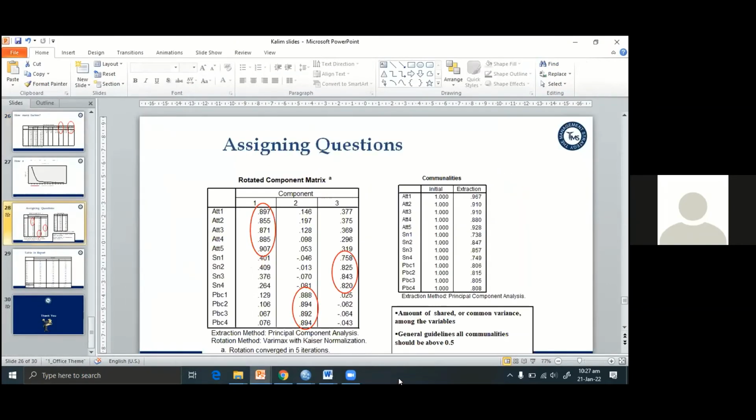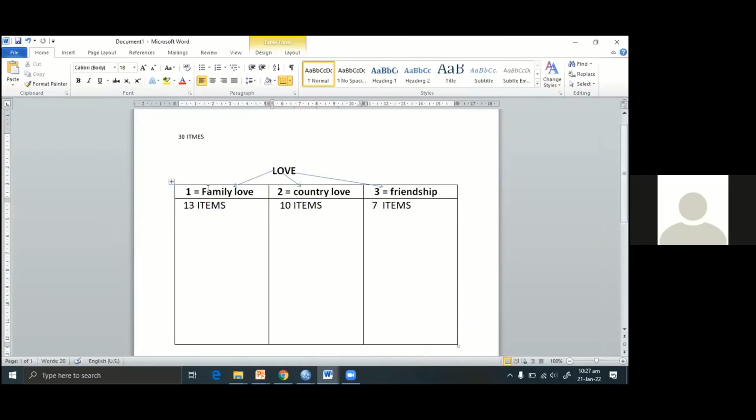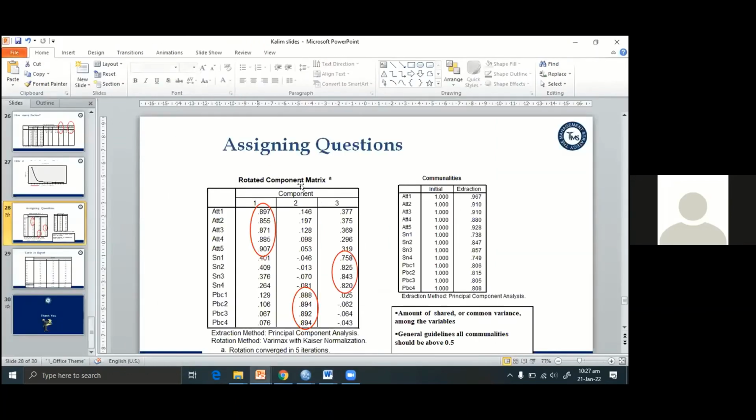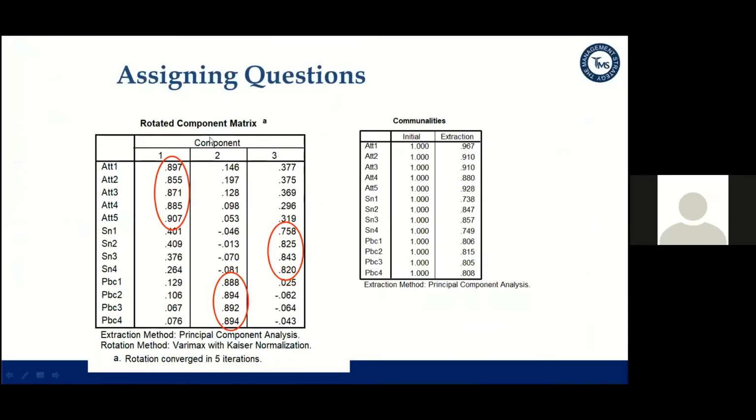Another important thing, as I told you: how can we come to know which 13 questions are coming in the first category, which 10 items are coming in the second category, and which 7 items are coming in the third category? For this purpose, we need to see this table, the rotated component matrix. Here it is, for example purposes, systematically presented, I mean it is in sequence form.